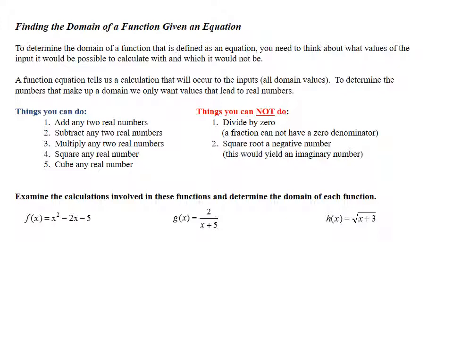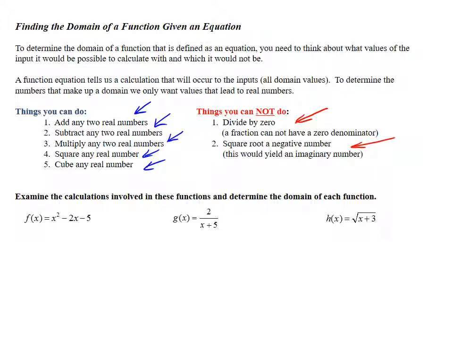Well, things you can definitely do: you can always add two real numbers together and get a real number. You can subtract two real numbers and get a real number. You can multiply two real numbers and get a real number. You can square or cube or take to the fourth power, any power, of real numbers and still have a real number. There's no problem with all of those operations. But what you cannot do relates to division and then certain roots.